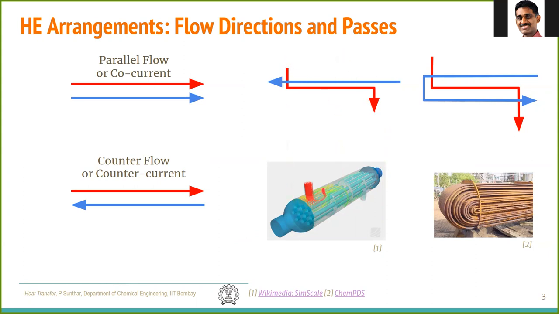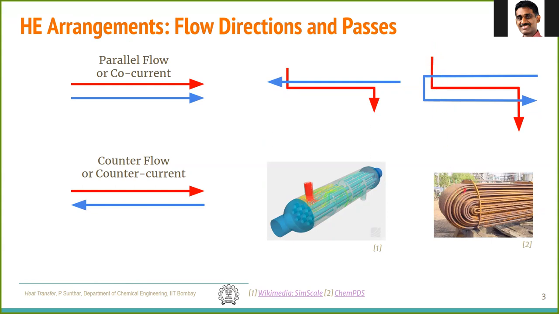This is schematically represented here. The hot fluid enters and then goes here. There are no U-turns. Whereas here, which is called a single pass shell, the pipes come here and make a U-turn and then exit. What is shown here is the cutout shell. The shell here has been removed to show the internals.